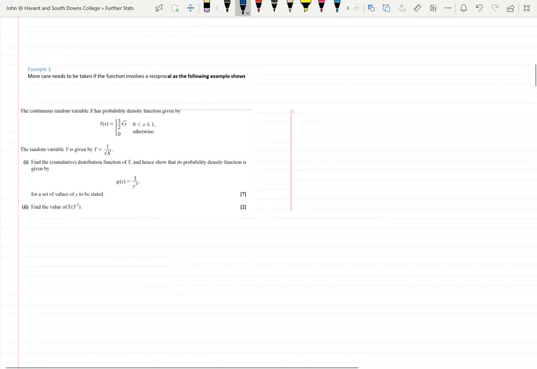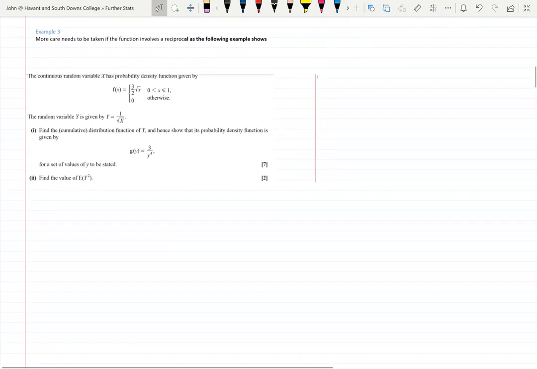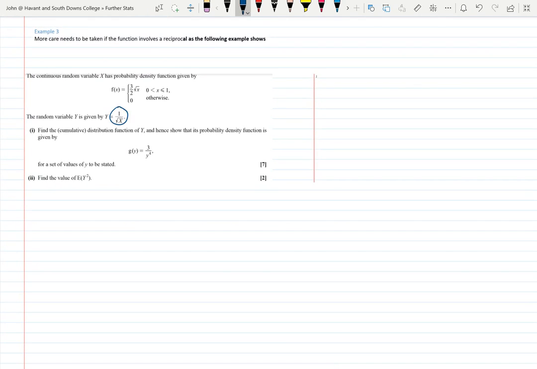Okay, let's have a look at this example. More care needs to be taken, much more care, because of the reciprocal, because something strange is going to happen for the inequality. For example, if you have 1 over x being less than or equal to 2, then that actually implies x has got to be greater than or equal to a half in order for that to be correct. So because the direction of the inequality changes, a little bit more care needs to be taken.